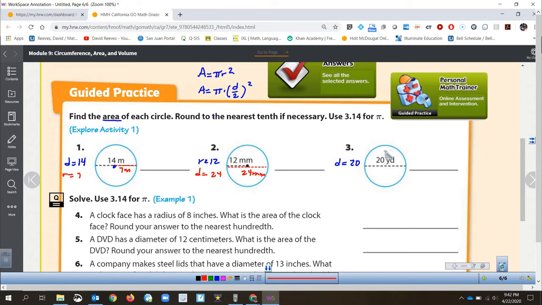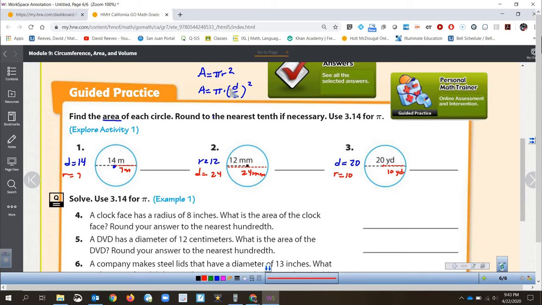And on this one, they gave us the diameter. So again, I'm asking you, what if we only went halfway across? What would that radius be? So if all the way across was 20, halfway across is 10. So for each of these, we have the diameter and we have the radius.